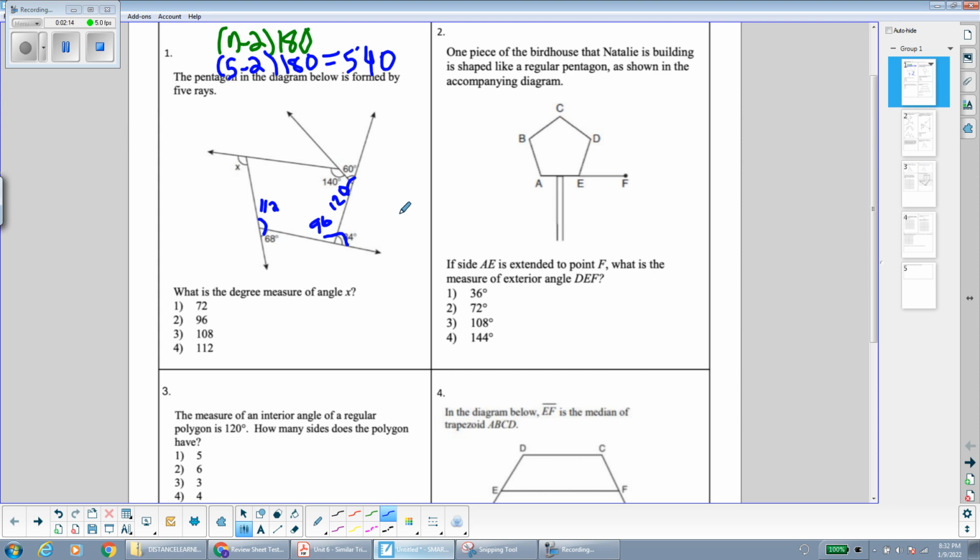So what I'm going to do is add up the 4 interior angles that we have, 140 plus 120 plus 96 plus 112, and I get 468. If I take 540, because that's what all the interior angles should add to, and I subtract 468, I'll be left over with that last interior angle that I'm looking for. And I get that that last interior angle should be 78 degrees.